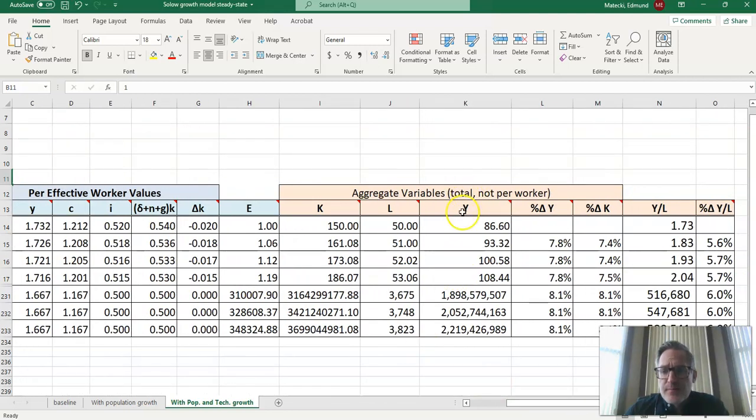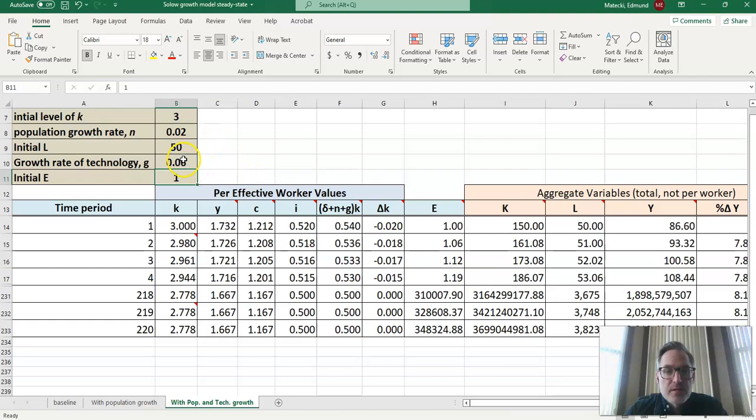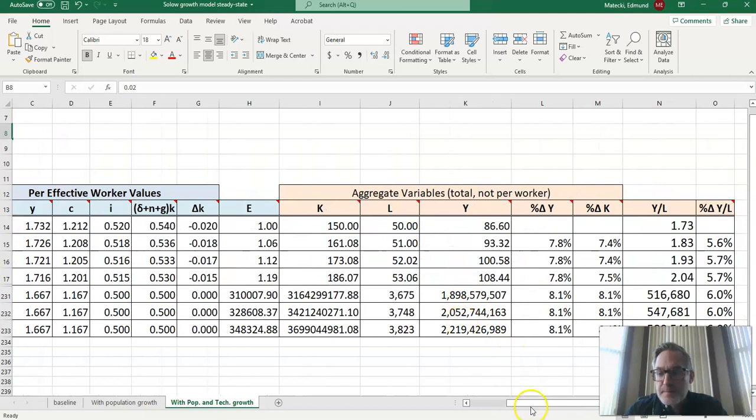So now look at what happens to aggregate output over time. The equivalent would be GDP if we were collecting data to measure this. You can see that GDP has now grown from 86.6 to about 2,219,426. It's grown a lot, right? So even in steady state, right now we are growing at approximately 8.1%. And where does that figure come from? This is an approximation, so the 0.1 is off a little bit, but essentially this is going to be the growth rate of technology plus the growth rate of population. That's what output is going to grow at.